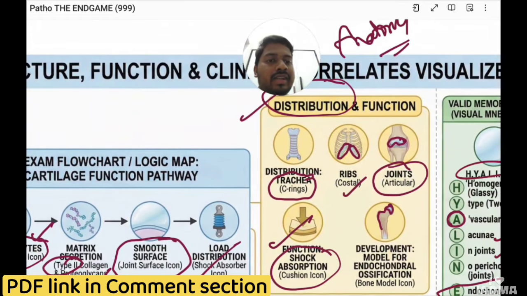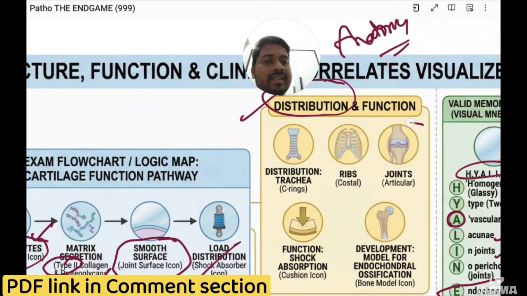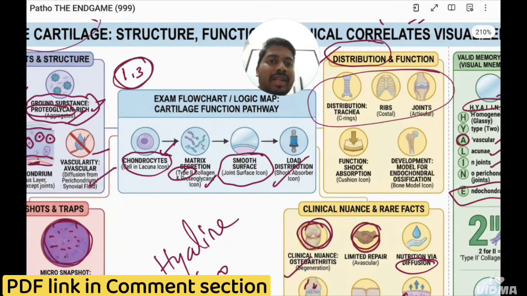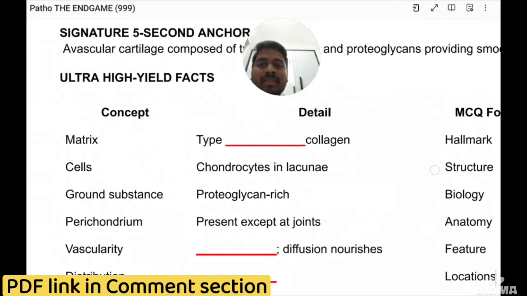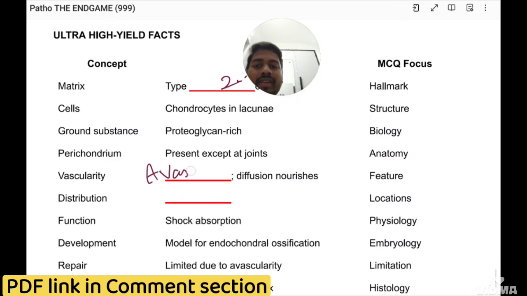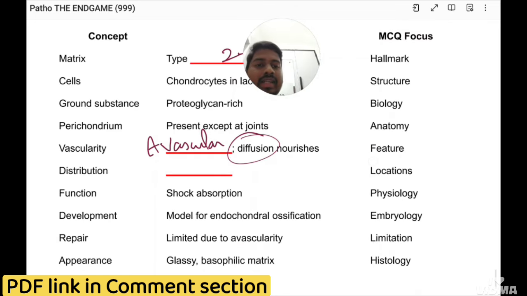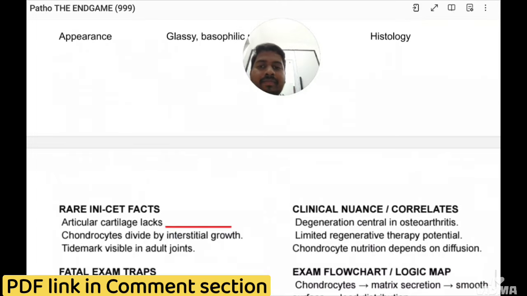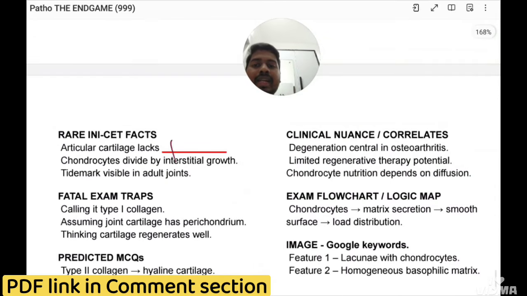You should know where, just see this image itself, these 3 points are the main areas where hyaline cartilage is seen. So the matrix is made of which type of collagen? Type 2 collagen. Vascularity: it is avascular, so diffusion mainly occurs here. Distribution, which location? One is the trachea, the C rings. Second is rib cartilages, costal cartilages, and third is the articular cartilages of the big joints. Next, articular cartilage lacks what? It lacks perichondrium. Very good.